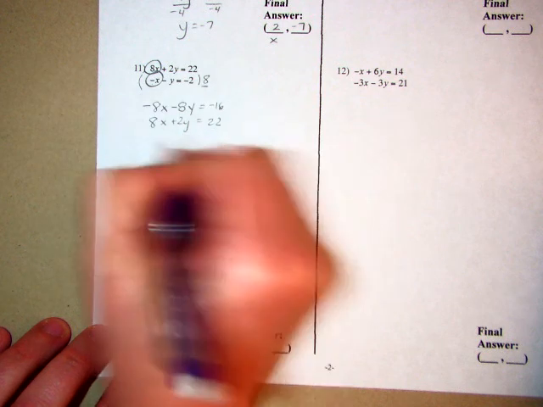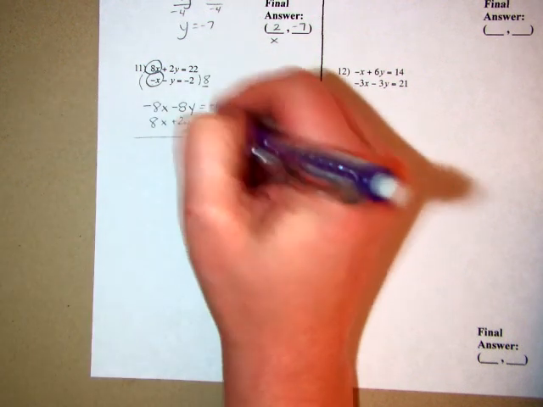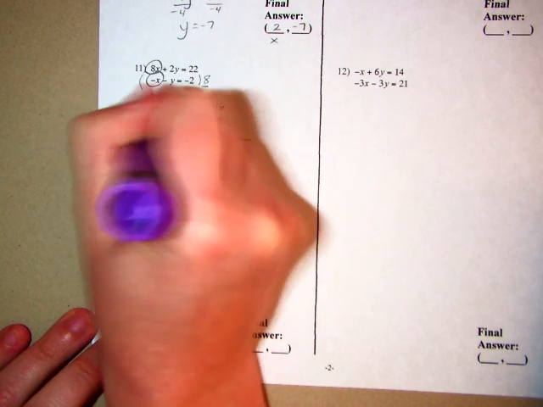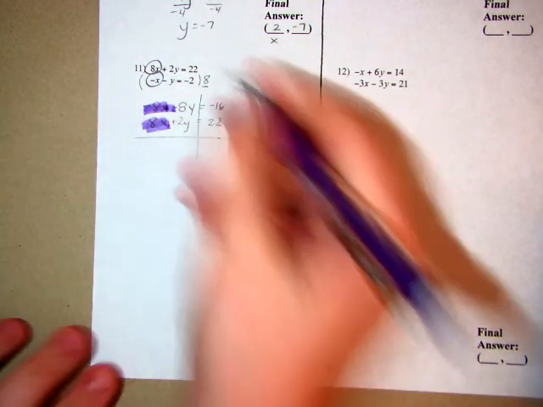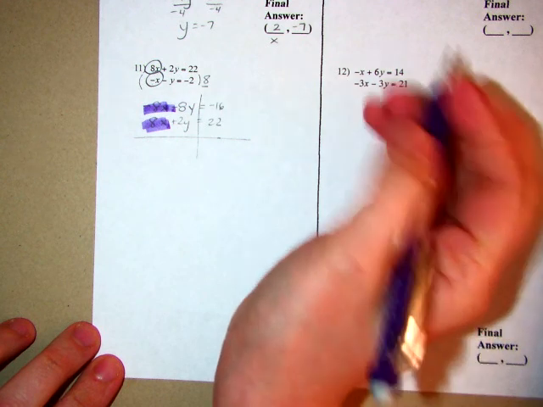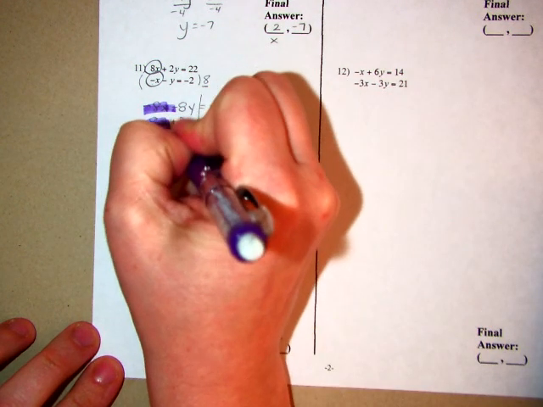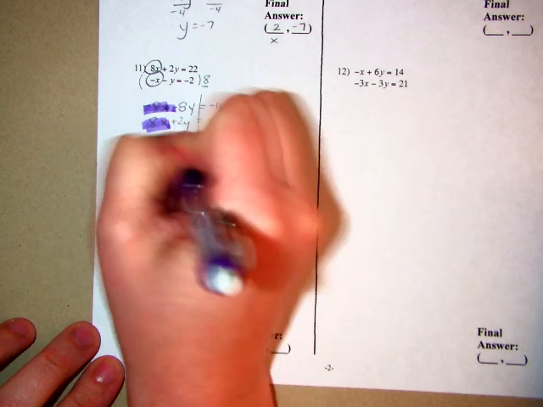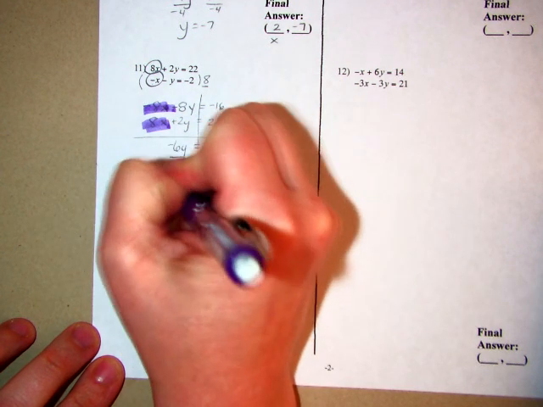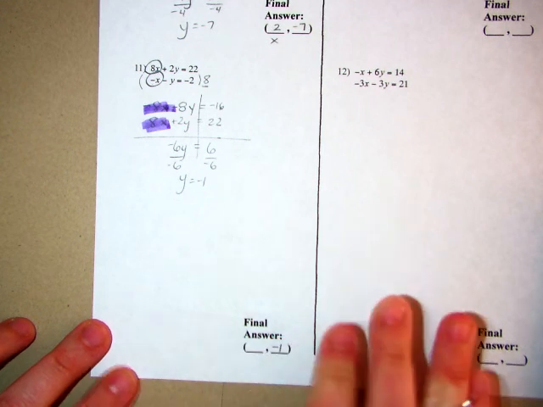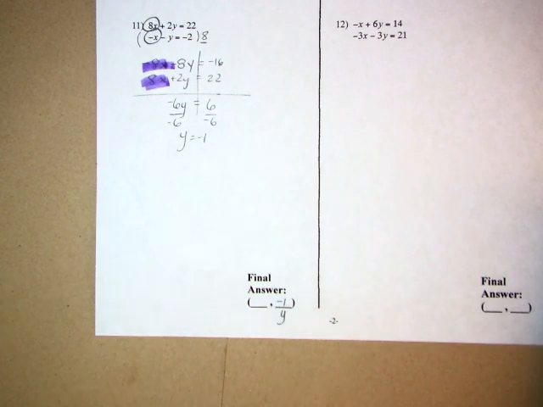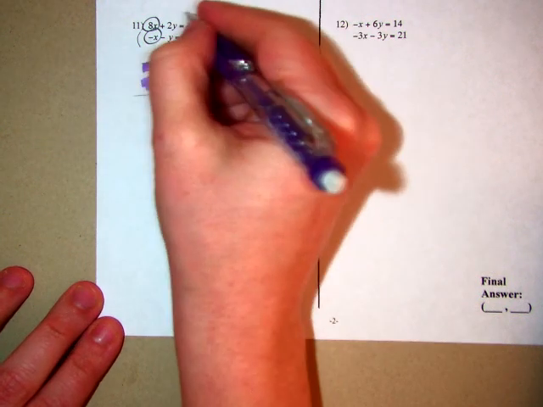Rewrite exactly the first line, add vertically. Notice, here now are my opposites. When I add vertically, -8 plus 2 is -6y. That's equal to 6. Divide by -6, y is equal to -1. So down here, notice I substituted in for y with the -1. Then I can go and I can take any of these lines.